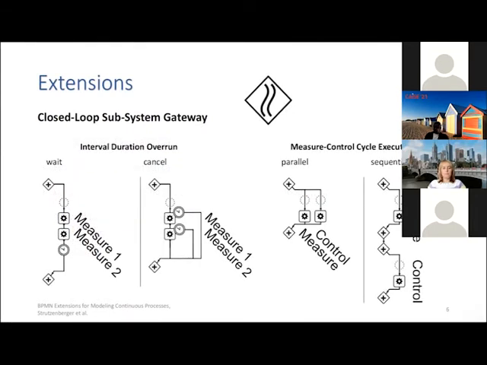There are two features which can be defined for a closed loop subsystem, and both have two options to select from. The first is interval duration overrun, which defines what happens as soon as the defined interval for one cycle is exceeded. The second one is measure control cycle execution, and this defines whether measure and control tasks are being processed sequentially or in parallel.